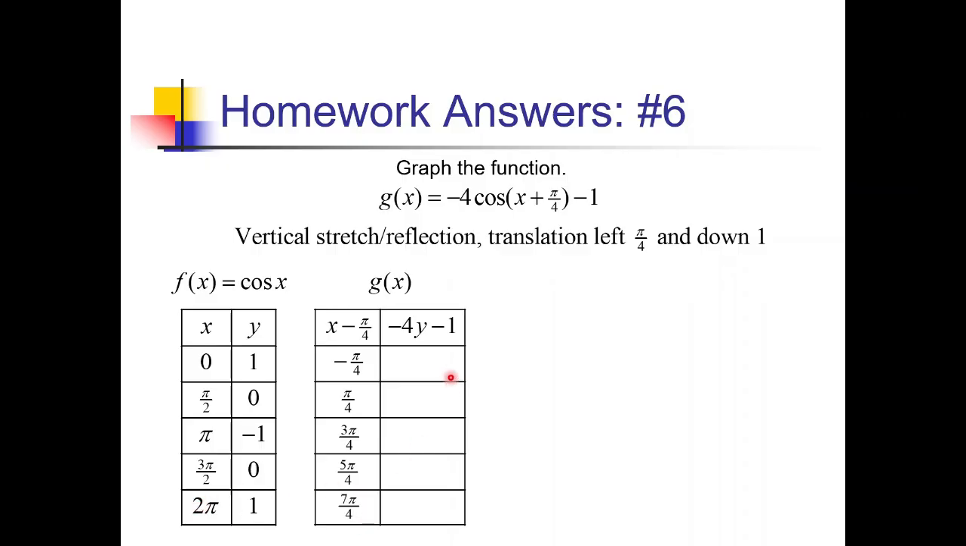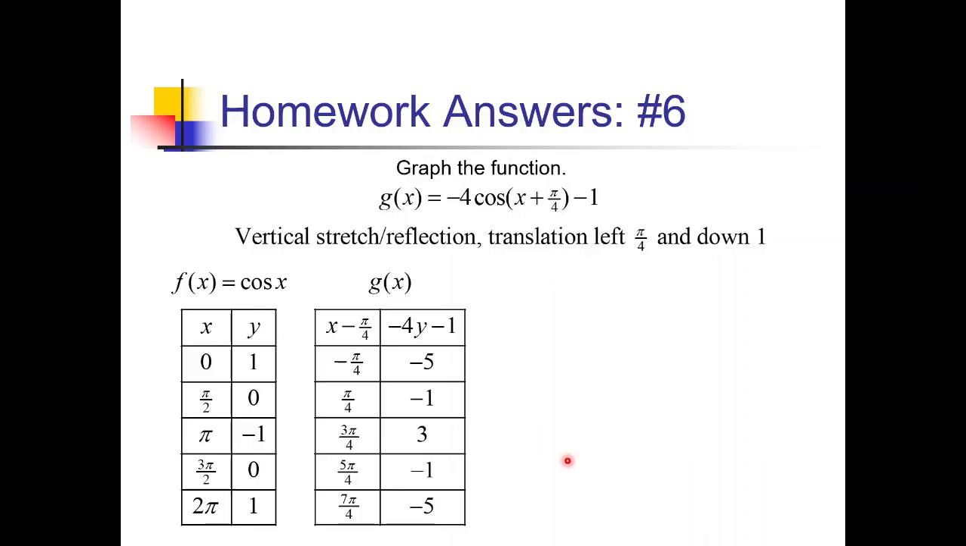Now for the y's, we're going to multiply by negative 4 and subtract 1. So this becomes negative 4 minus 1, which is negative 5. We have 0 minus 1, which is negative 1. This becomes 4 minus 1, so 3. 0 minus 1 is negative 1, and this again becomes negative 5.